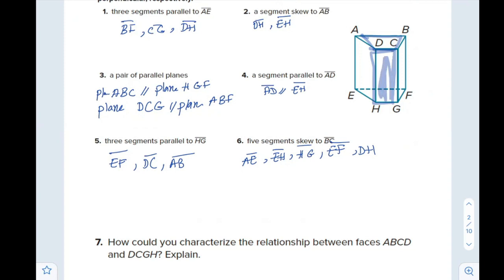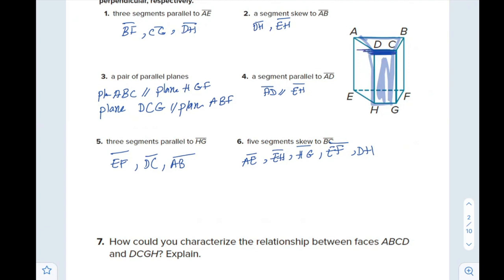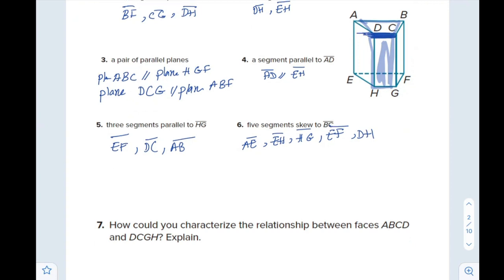DCGH is this one. They are intersecting, as you see. They are meeting at this edge. And if you imagine this prism, a right prism, as we can see here, as we expect, we will say that these planes are perpendicular.